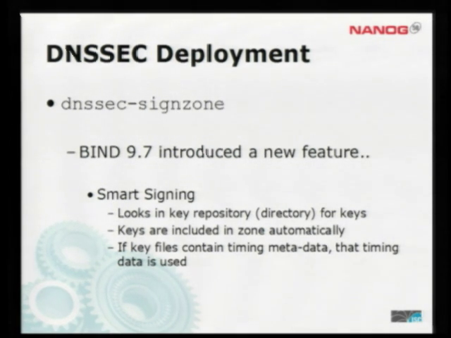Smart signing looks in a key repository or directory for the keys, both the public and private portions. If the key is needed, and if there's some metadata now in the key files that says if this key is actually active and used for signing the zone or needs to be included, I'm going to do it automatically. So you don't have to do that extra step of manually including the information. If the key files contain the timing metadata, that timing is used. This key is being used now. It's inserted. Signing is done with it. This key is not being used anymore. It's maybe still left in the zone, or it's dropped out completely. Re-signing is done with the appropriate keys. Very, very cool stuff.